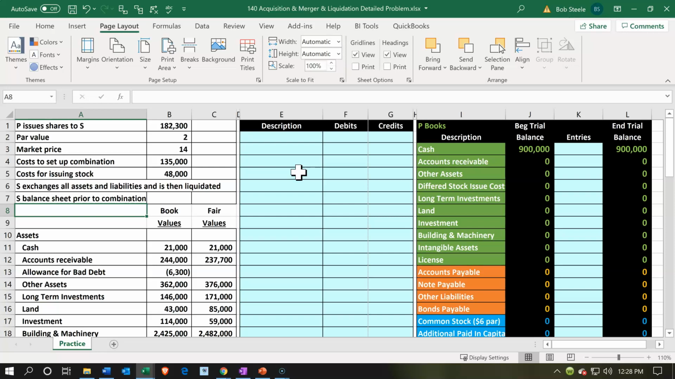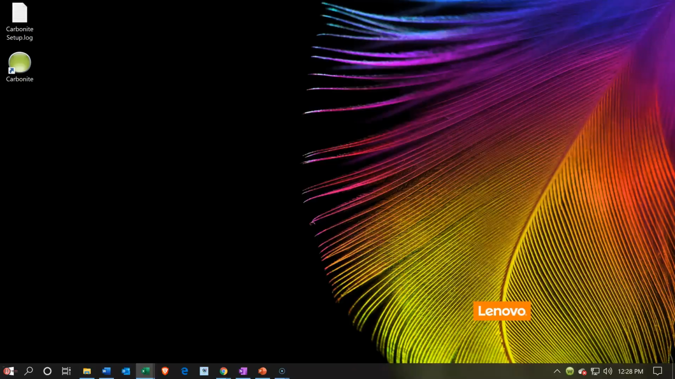So S balance sheet prior to combination is down below. So this is going to be the numbers that we have that we're going to be using for S. So S has this information down below.